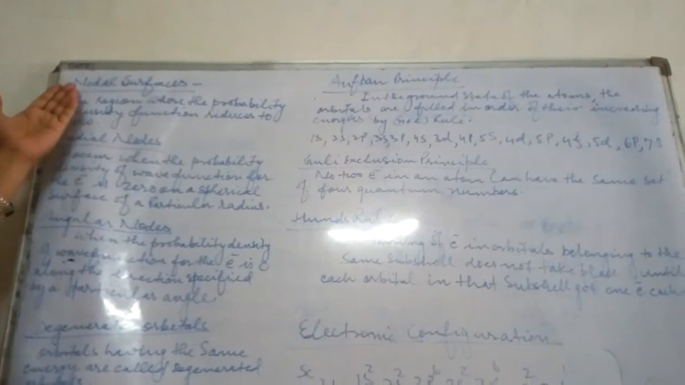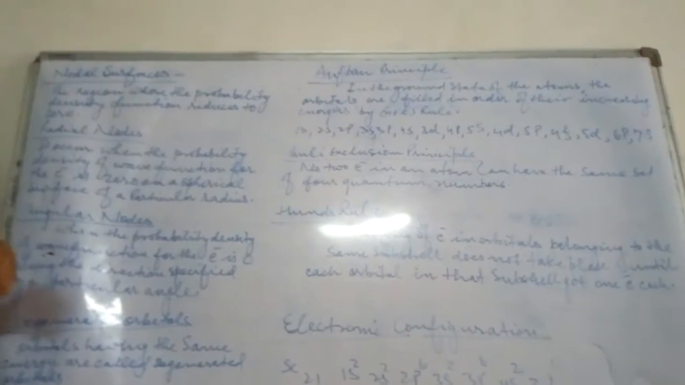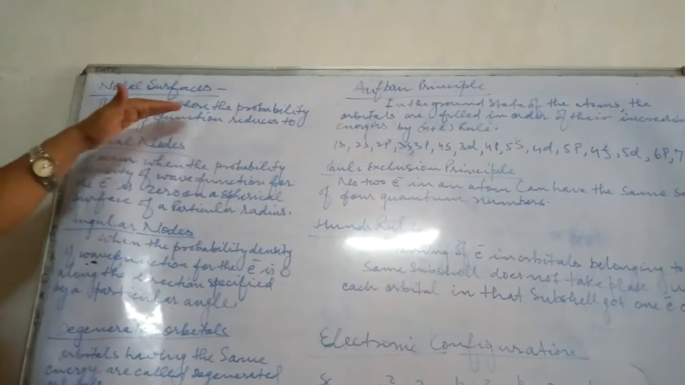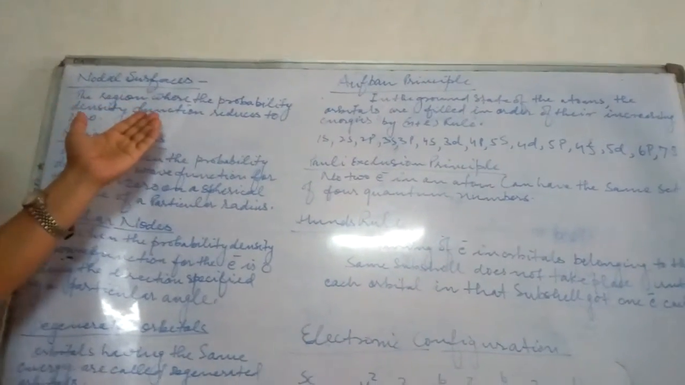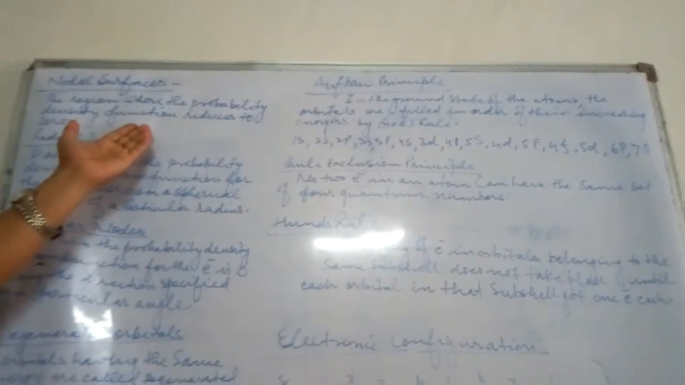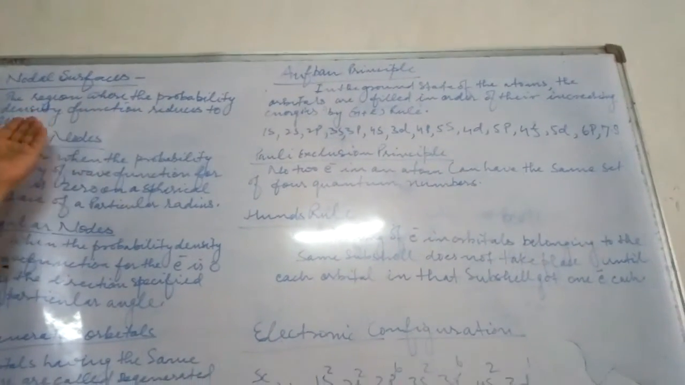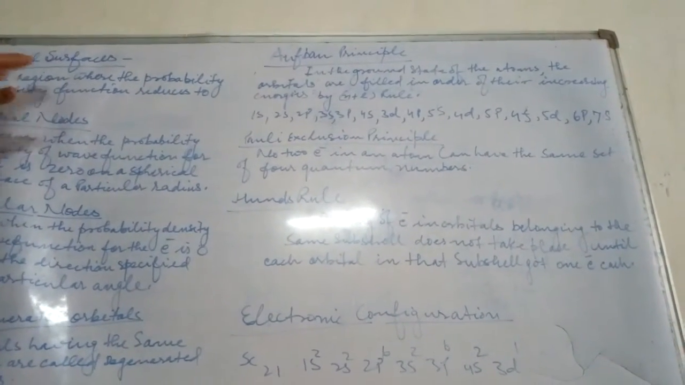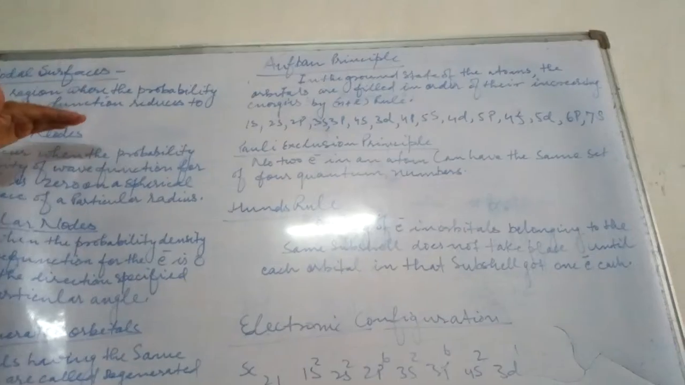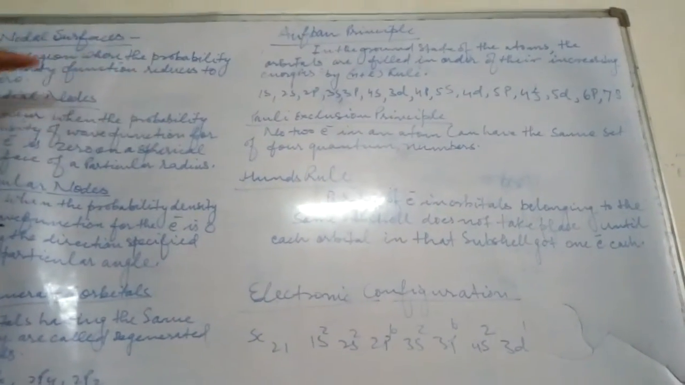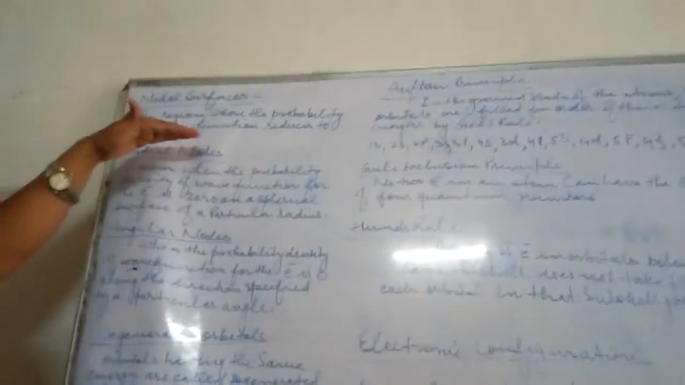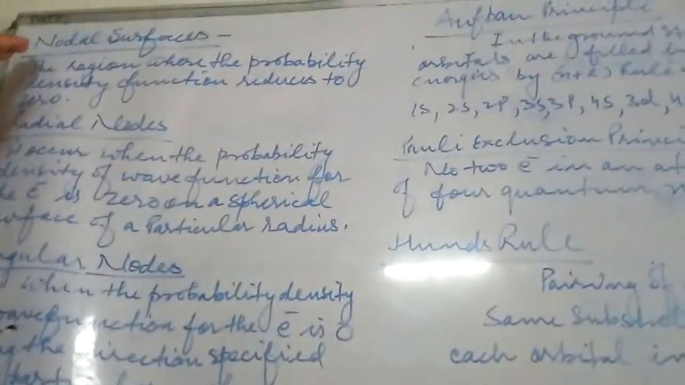Today I am going to discuss nodal surfaces. The region where the probability density function reduces to 0, that particular region in an orbital is considered to be a nodal surface.